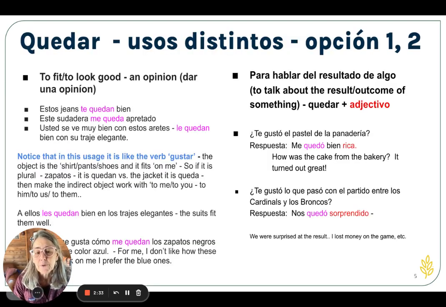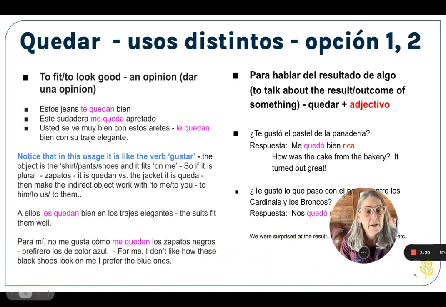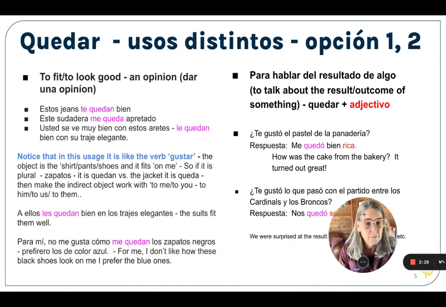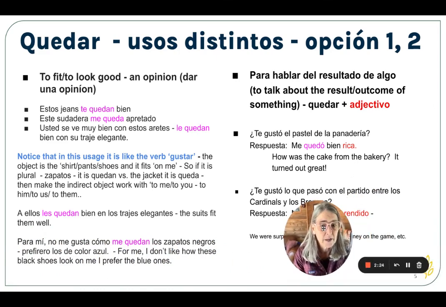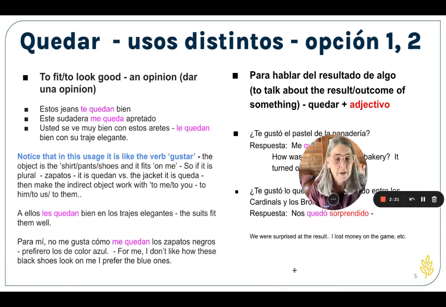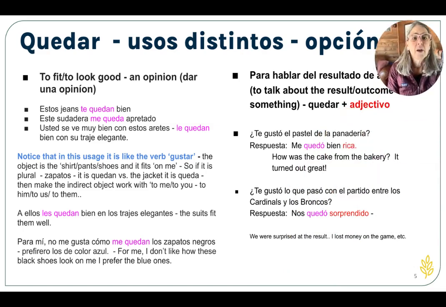So here are some examples of the verb quedar. Let me move myself out of the way so that it's not problematic. There we go. Okay, so opción número uno, to fit or to look. An opinion. Dar una opinión. Estos jeans te quedan bien. Esta sudadera me queda apretado. Usted se ve muy bien con estos aretes. Le quedan bien con su traje elegante.